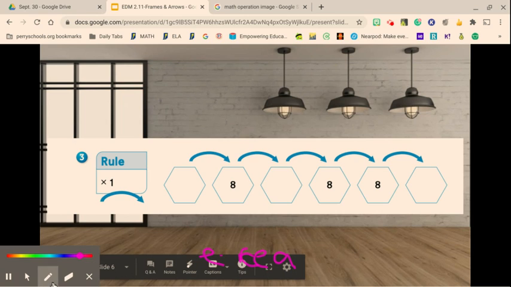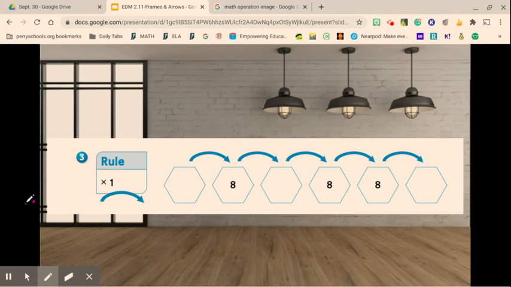All right, looking at the next one, my rule is given to me, and it is times 1. Remember, anything times 1 is the other number. So if one of the factors is 1, it's the other number. So if I think about this, it's kind of silly because every time I take a number and multiply times 1, I'm still going to have that number.